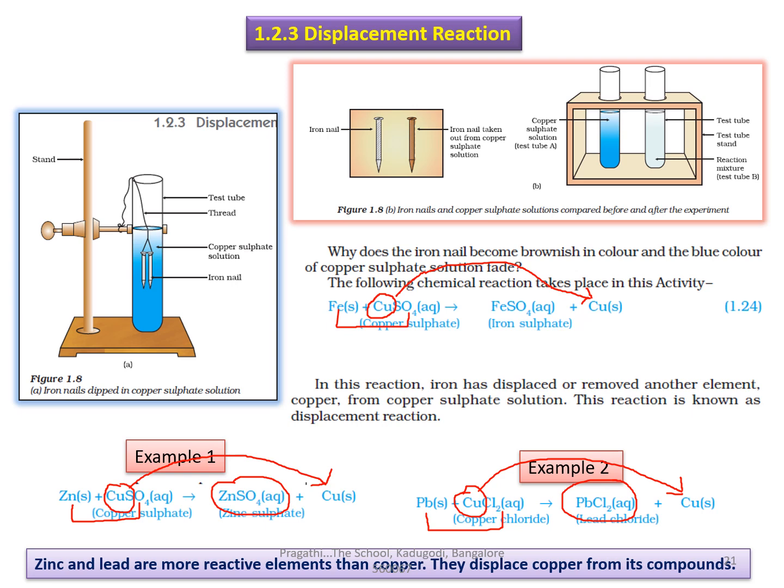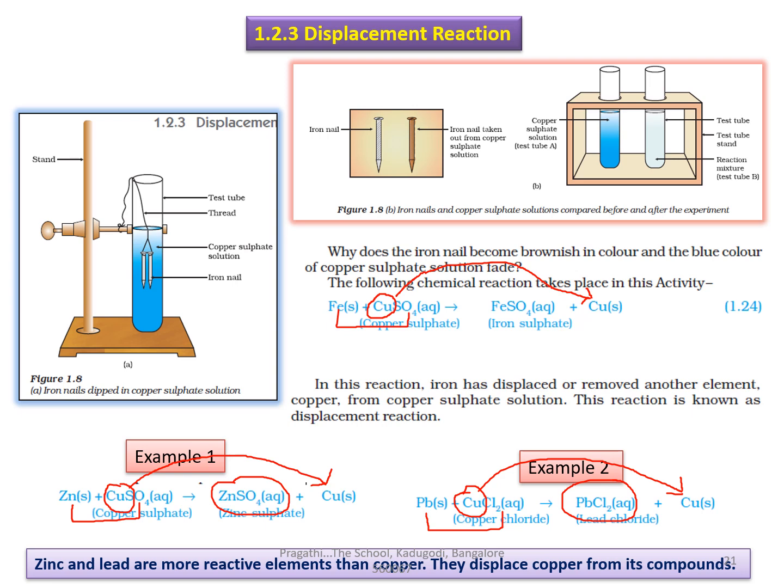Now we'll come to this experiment. See this experiment. Take a stand here. All the stands will be available in your school lab. This is a test tube. Take a test tube. To that put copper sulfate solution. How to prepare copper sulfate solution? Copper sulfate granules will come, it is blue in color. Add it to the distilled water and stir it. It will become copper sulfate solution.